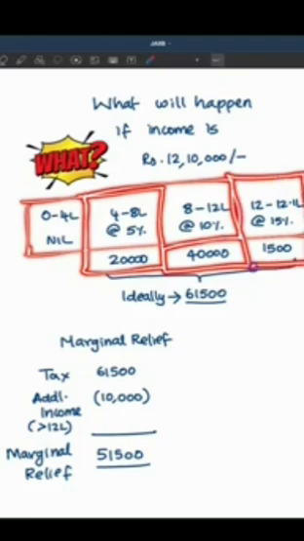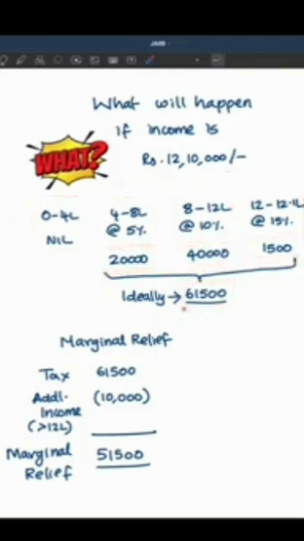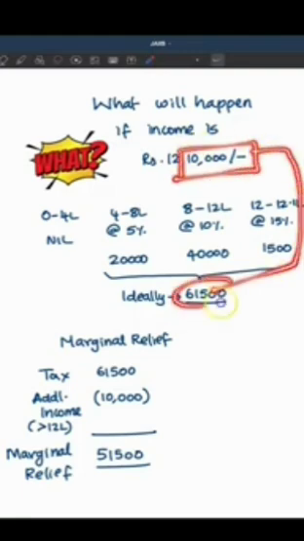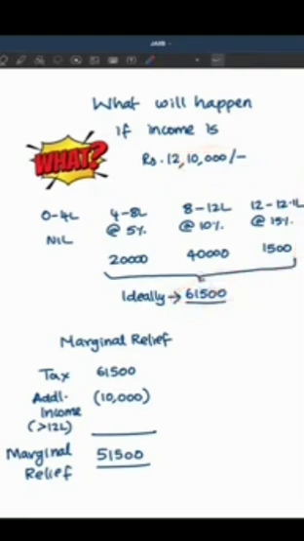So the total tax payable will be 20,000 plus 40,000 plus 1,500. Ideally, it should be 61,500. But government is not going to levy this 61,500 because government understands that the increase in income is only 10,000, because up to 12 lakh there is no tax. So beyond 12 lakh, the increase in income is only 10,000. For this 10,000, they are not going to charge this 61,500. So that's where the concept of marginal relief comes into picture.